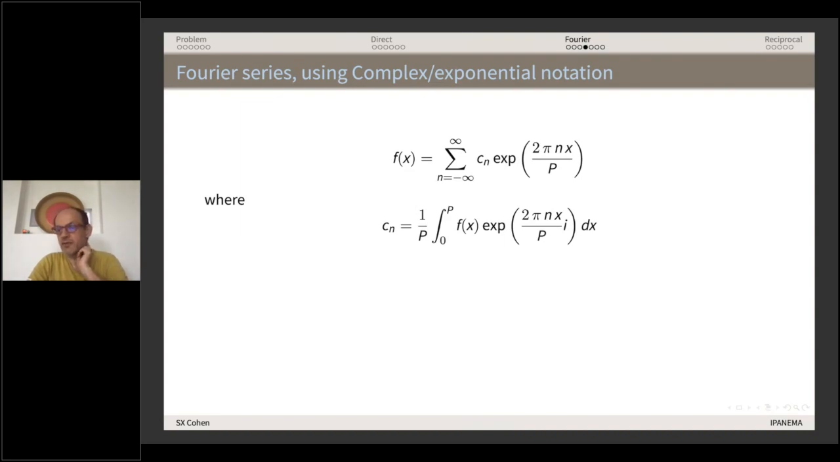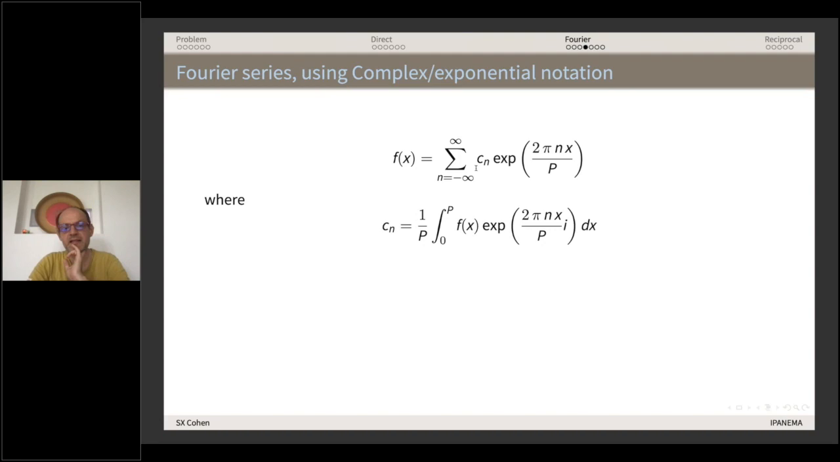Using this notation, we can also use complex numbers for doing the Fourier series. The reason I show you that is that it's much simpler, because f can be expressed as a single sum. So we don't have a specific case for A0, and we don't have a difference between A and B. We just have one sum.